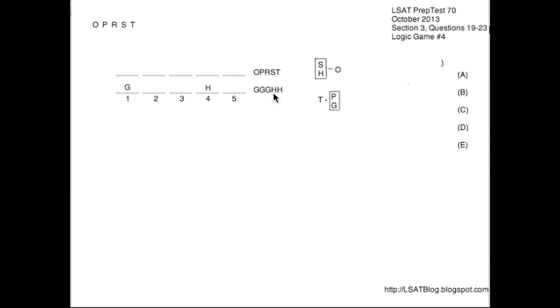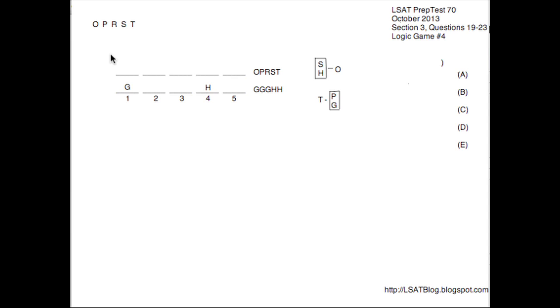We also know that S is in H and goes before O, and T is before P, which is in G auditorium. So, a number of different rules here. And sure, you can map out some simple inferences like the fact that S cannot be on 5 and O cannot be on 1, and that T cannot be on 5 and P cannot be on 1. I'm not going to bother doing that right now.